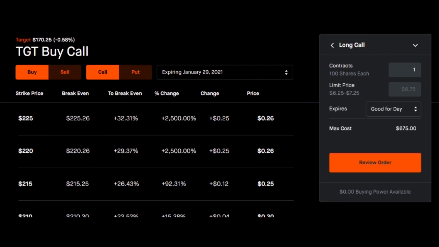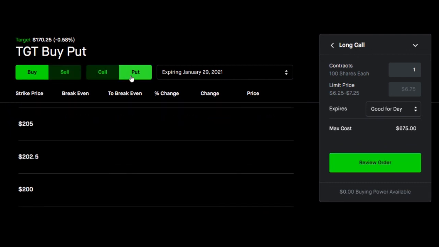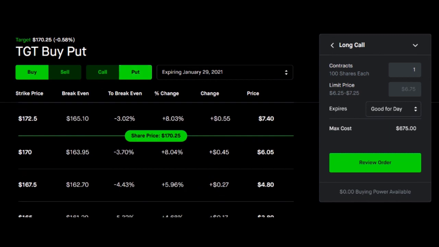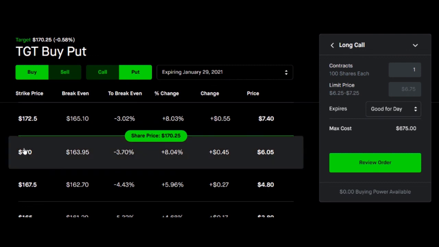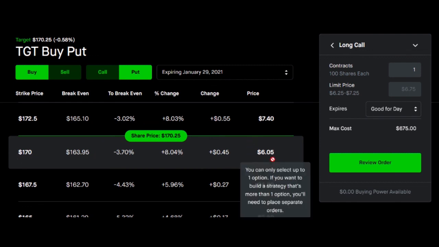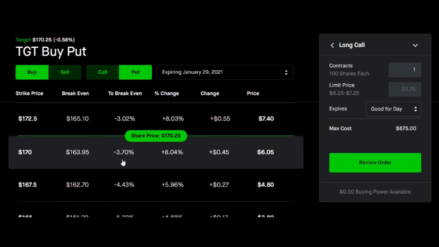If you thought Target was going to go lower, you would just click over here and click on put. Now, the puts for Target are actually showing in the green, because the stock, again, was down slightly, only down that 0.58% that we talked about. But with the stock down that much, these options contracts are higher by the amounts you're seeing here. So this one here, if you were trying to sell or basically short the stock at 170, you'd be paying a 6.05 premium. The stock would need to fall by 3.7% before this would break even. But the actual price of this options contract went up by 8.04% today.